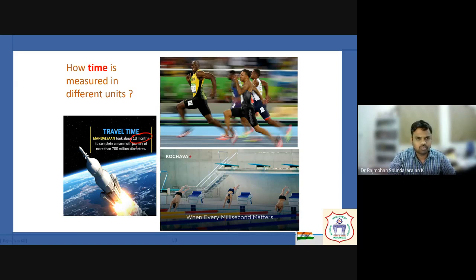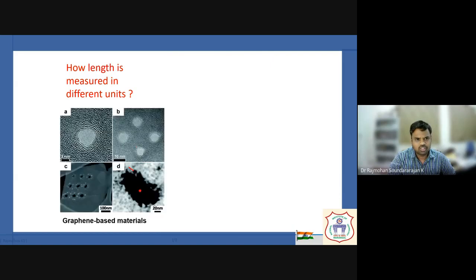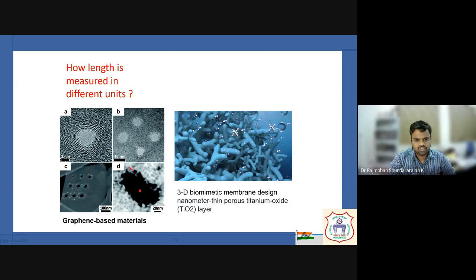Okay, so that way time can be expressed in different units. And similarly, how lengths are measured in different units. As an engineer, we know how many different units we can use to measure.